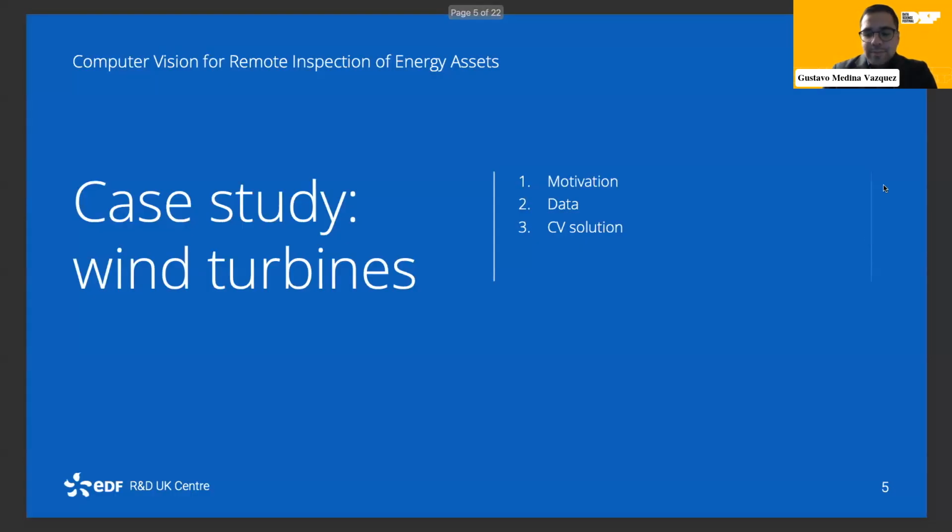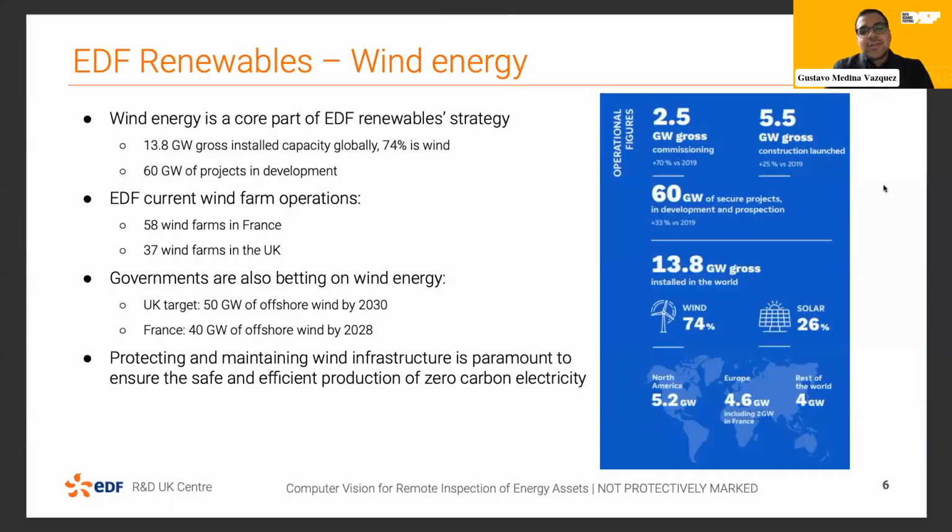Wind energy is a key part in the strategy from EDF Renewables. There's currently 13.8 gigawatts of gross installed capacity globally, and 74% of this is wind energy. Currently in the UK, EDF operates 37 wind farms, and there are another 58 wind farms in France.